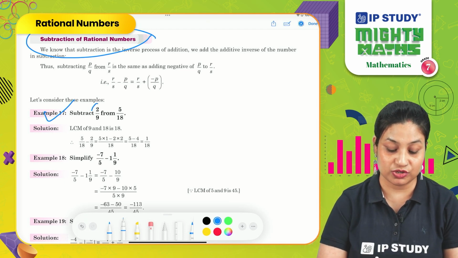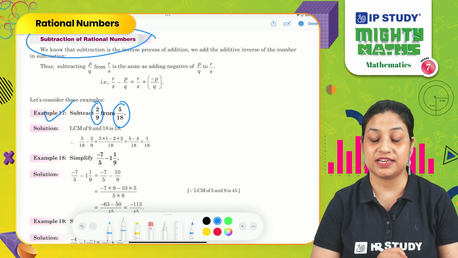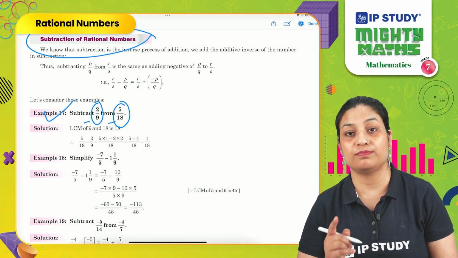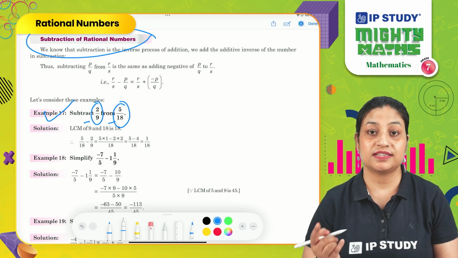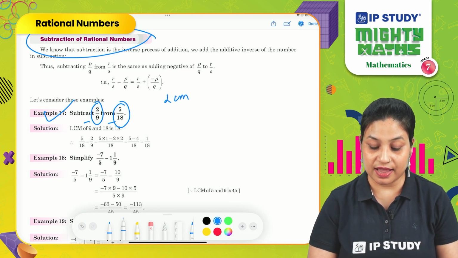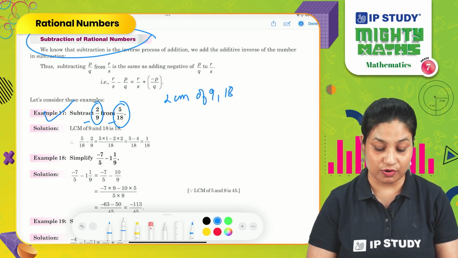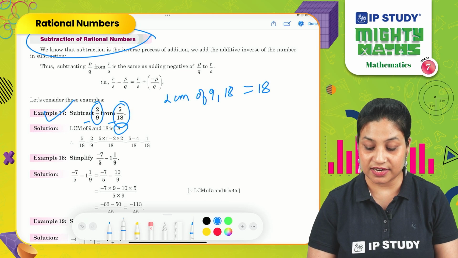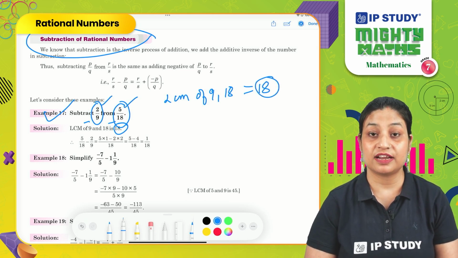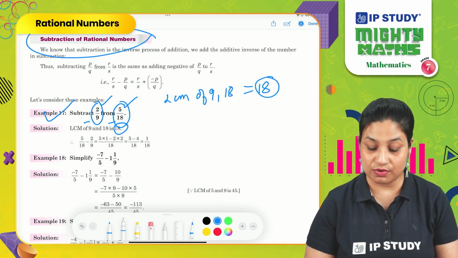Here we have two rational numbers, 2 by 9 and another one is 5 by 18. So here we have two different denominators. So the first step is we have to make the denominators equal, the same. Right? In order to do so, what you will do is find the LCM of 9 and 18. And if you do so, what will you get? You will get 18. Right? Now find the equivalents of 2 by 9 and 5 by 18 that have 18 as the denominator.